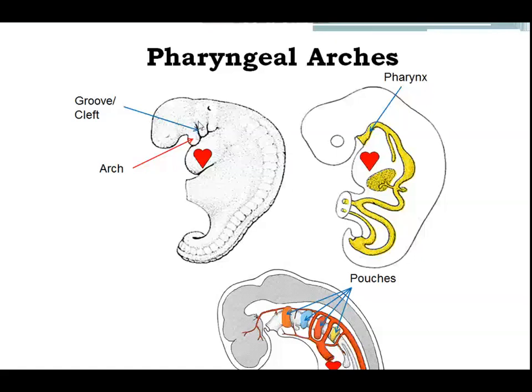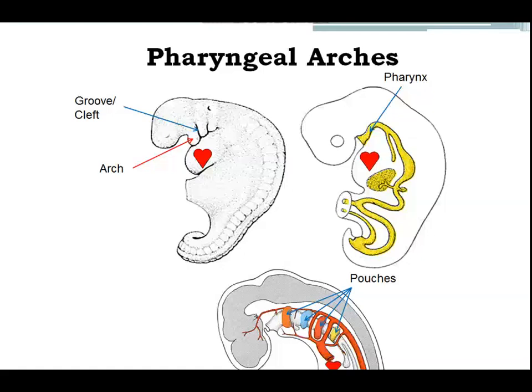Here we can see the formation of, first of all, arches, which then develop into the pouches. So we see five pouches in the wall of the pharynx. They play an important role in the development of the neck and the face of the embryo.